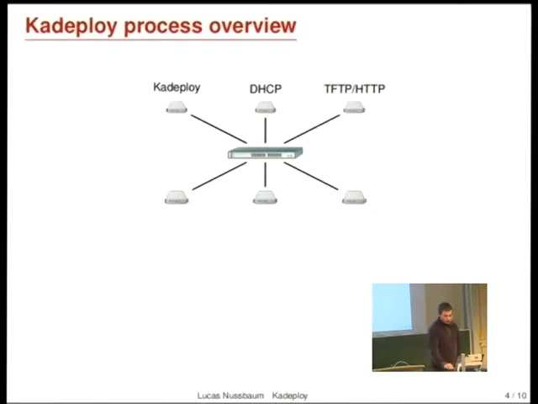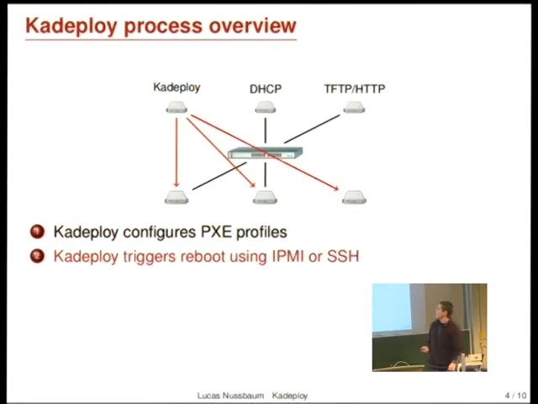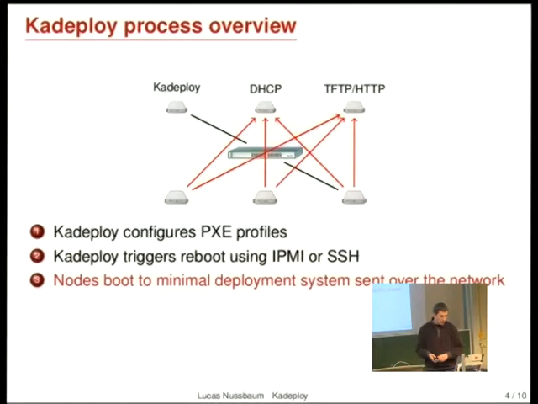So how does it work? Basically there are 3 entities: the Kadeploy server, the DHCP server, and the TFTP or HTTP server. Kadeploy configures PXE profiles on the TFTP server. It triggers a reboot of the nodes using IPMI or SSH. The nodes boot to a minimal deployment system that is sent over the network using either TFTP or HTTP. For example, you can use iPXE to send a small system using TFTP and then get a big image using HTTP.